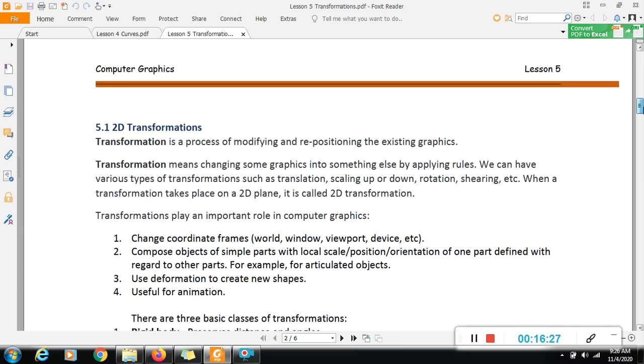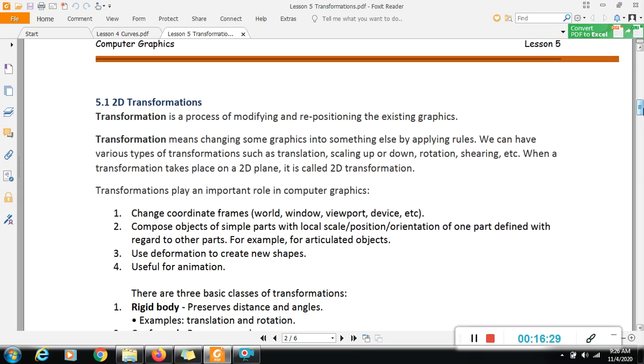So transformation basically is the process of modifying and repositioning the existing graphics. Transformation is a term that basically means changing some graphics into something else by applying some rules. We can have various types of transformation, such as translation, scaling up or down, rotation, shearing, etc. When we talk of translation, mathematically it reduces down to a function that transfers one matrix from one value to another value.